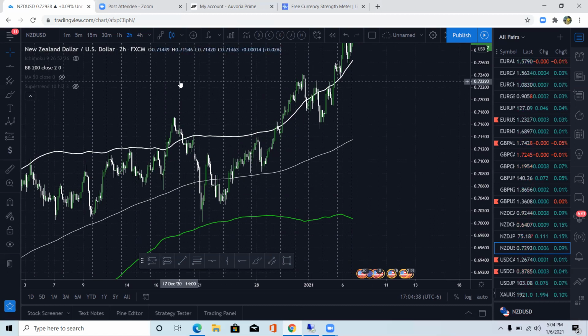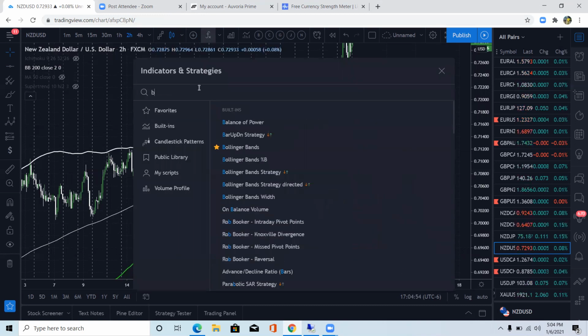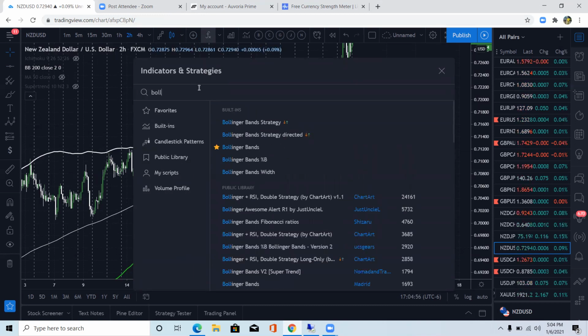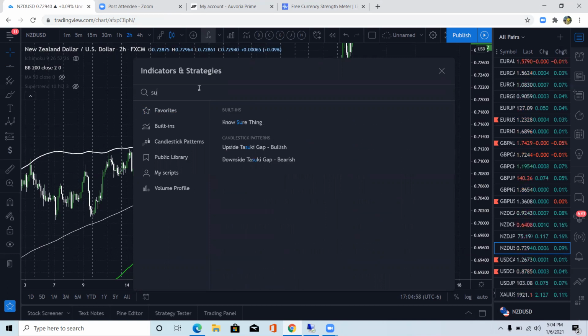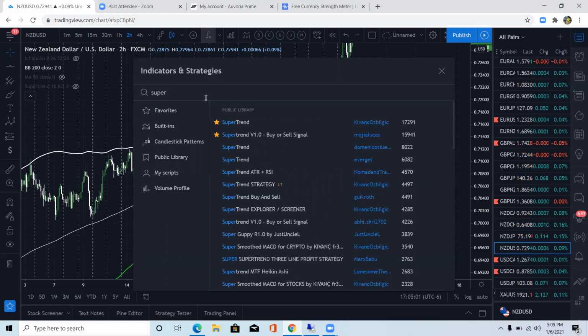The other part is knowing the trend. Now, in TradingView, there's an indicator that's really helpful for knowing the trend, and all you do is type in Supertrend. So you go to indicators. For Bollinger Bands, you type in Bollinger Bands here. For the second indicator, you would type in Supertrend. Use the first one. At the time of this recording, it's about 17,000 likes. So that's what you would use in your chart.